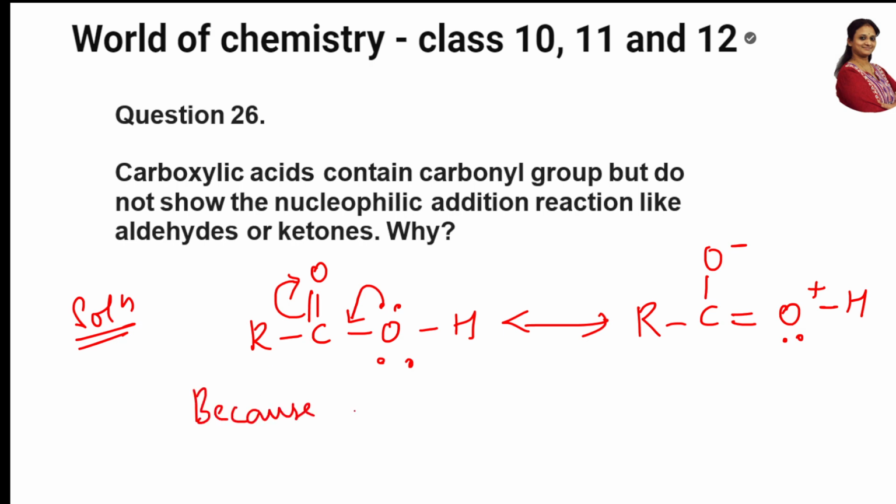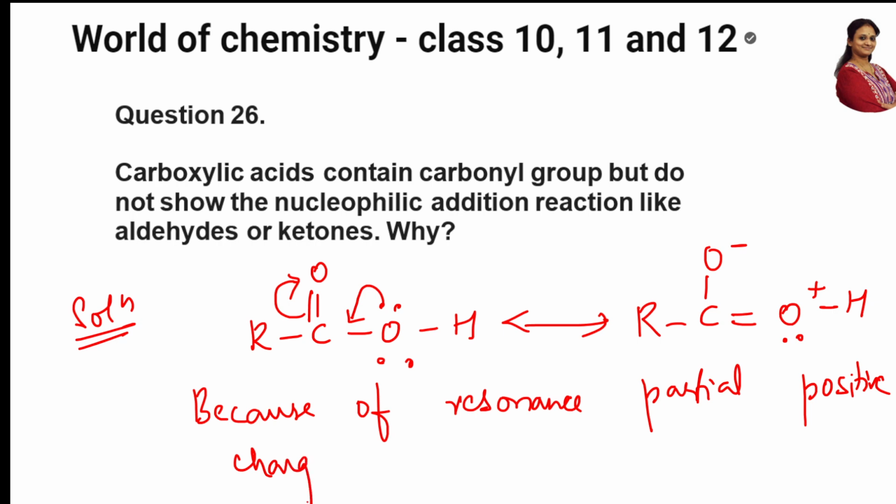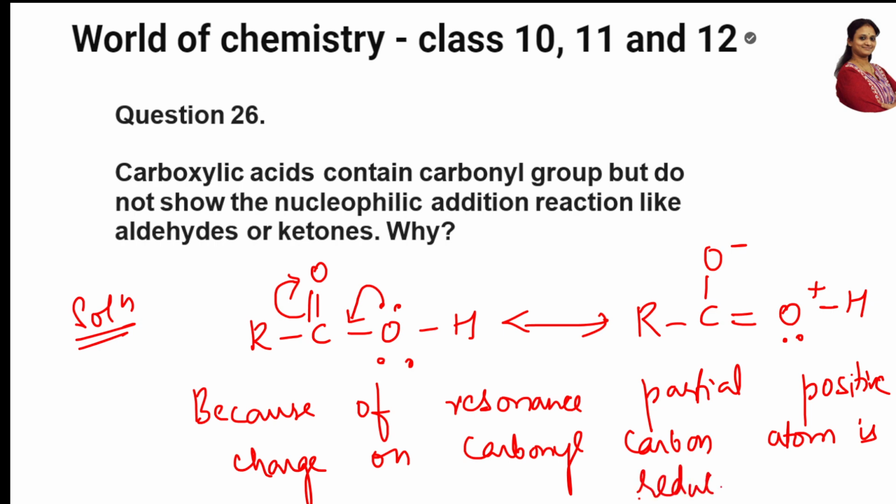Because of resonance, partial positive charge on carbonyl carbon atom is reduced. Okay. And what will happen if it is reduced? In this case, when it is reduced, will a nucleophile go and attack? Already excess electrons are there on the oxygen atom, on the right side, when it sees there is a double bond. Correct? Right?